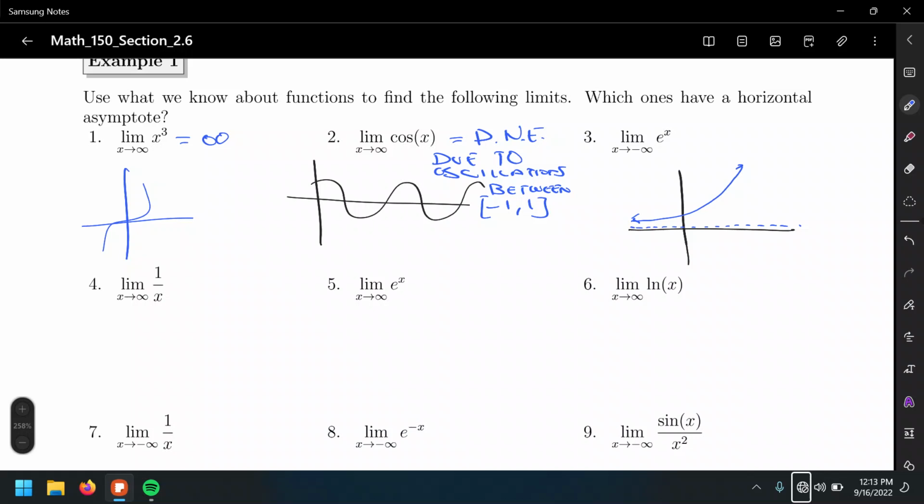It's approaching 0 because we're going towards negative infinity. That is, we're doing this. And we are going to get close to 0, but never actually touch that 0. We're getting asymptotically close to 0. So that will be 0.